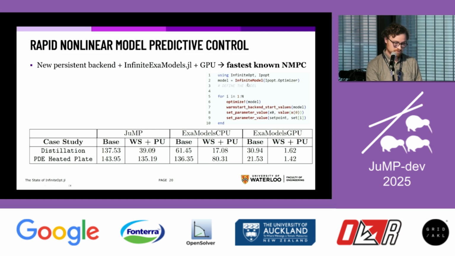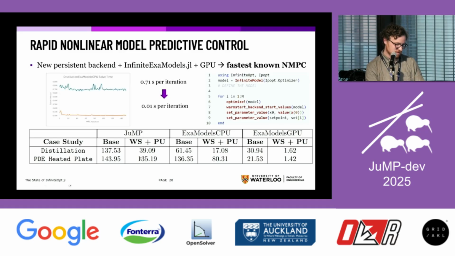And so it's pretty easy. You just define your infinite model. You optimize it. You can use the warm start backend start values and update your parameter values that now are persistent. And so down here, we can see the results. If you do this in native JuMP, you can see this base case for this distillation problem is 137 seconds. And when we do everything on GPU, we can get that down to 1.6 seconds.